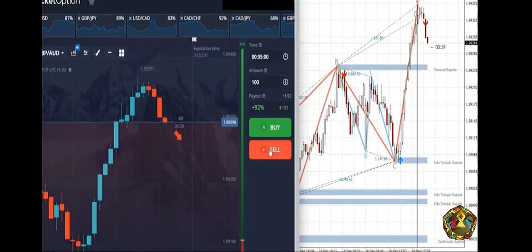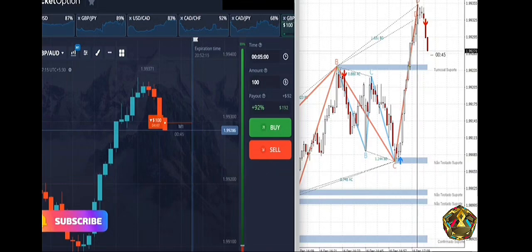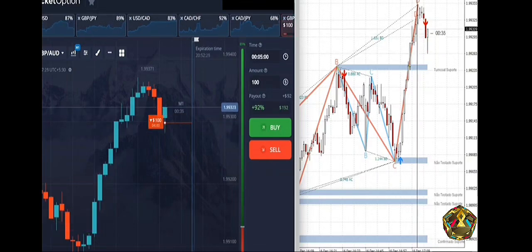Here's what's happening, traders. I've taken a sell trade because after the ABCD pattern firmed up, the indicator gave a sell signal. Now, the price isn't at the resistance level yet, but we're seeing a strong bearish movement after the D point. However, this isn't a perfect sell setup.